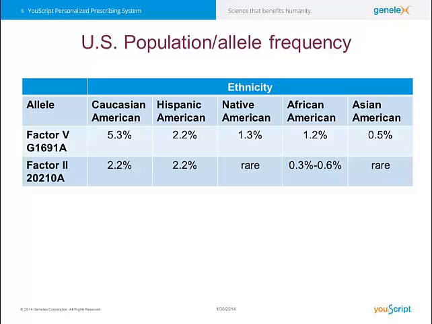The Factor V Leiden mutation is most frequently seen in the Caucasian population at a rate of 5%, and the Factor II mutation is seen most frequently in the Caucasian and Hispanic population at a rate of around 2%. The mutation occurs less frequently in other ethnicities as shown here. One important thing to note is that the Factor II and Factor V Leiden homozygous mutations are infrequent and occur at a rate of 1 in 10,000 for Factor II and 1 in 5,000 for Factor V Leiden.